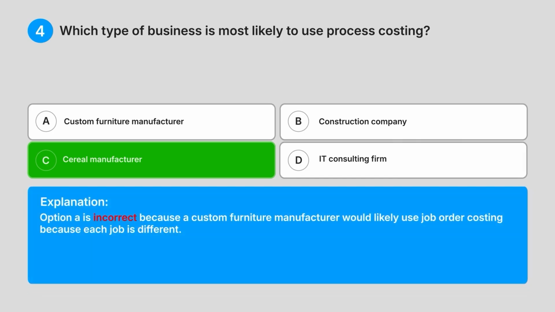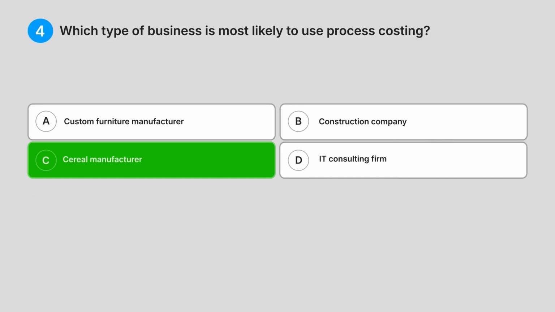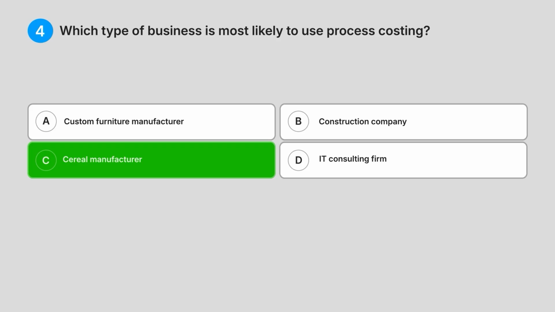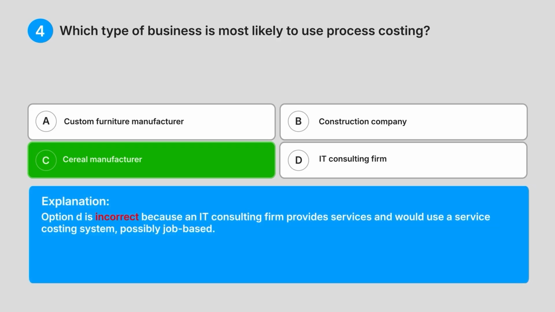Option A is incorrect because a custom furniture manufacturer would likely use job order costing because each job is different. Option B is incorrect because a construction company would likely use job order costing because each job is different. Option D is incorrect because an IT consulting firm provides services and would use a service costing system, possibly job-based.